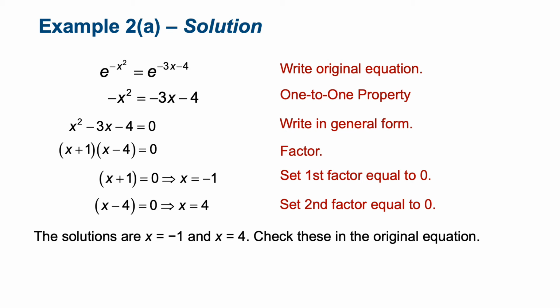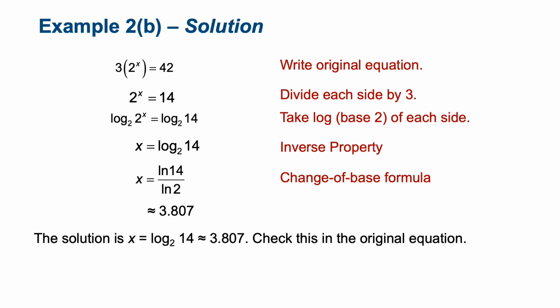Then by the one-to-one property, the e's cancel out and we get negative x squared is equal to negative 3x minus 4. Solve this for 0, so I can add x squared to both sides. I get x squared minus 3x minus 4 is equal to 0. Then I can factor this, and I get 2 solutions. The first factor equal to 0 gives me x is equal to negative 1. The second factor equal to 0 gives me x equals positive 4. So then check in the original, and you can verify that it's correct.